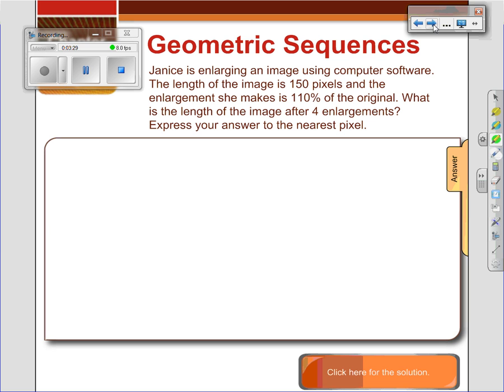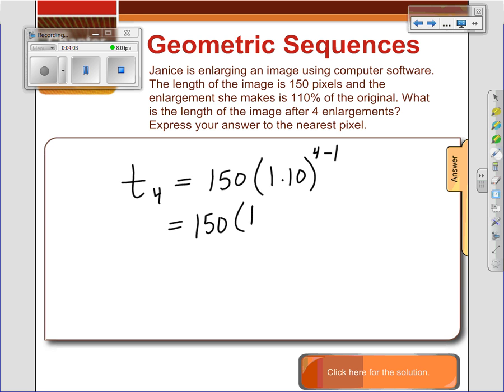So let's take a look at this example. She's enlarging by a factor of 110% each time, and the length of the image is 150 pixels. What would the length be after 4 enlargements? So the fourth term of the sequence is the first term multiplied by the ratio of 110%, which as a decimal is 1.10. And this will be the fourth, so 4 minus 1. So we end up with 150 times 1.10 to the power 3.